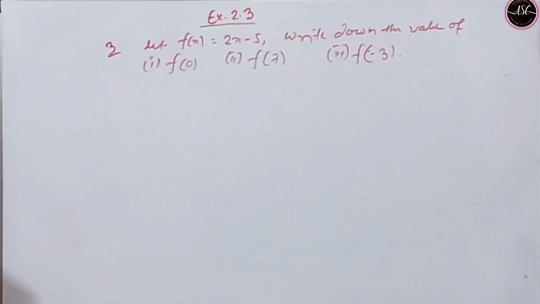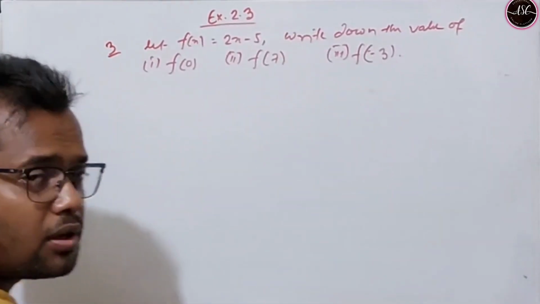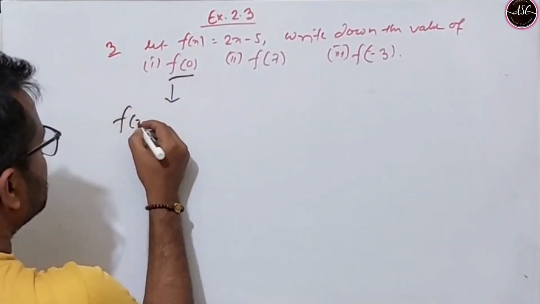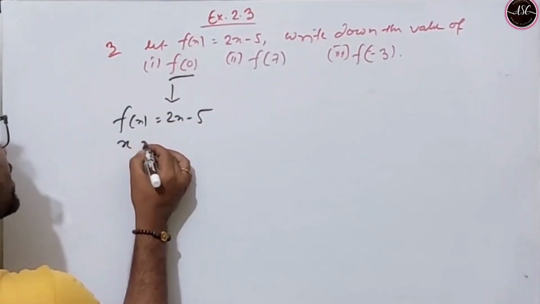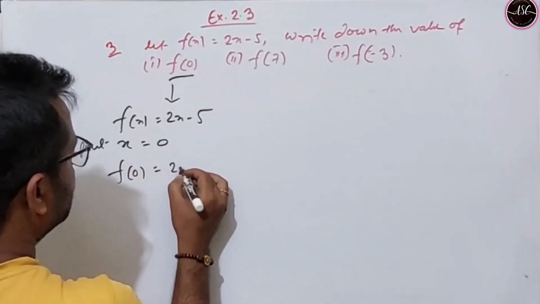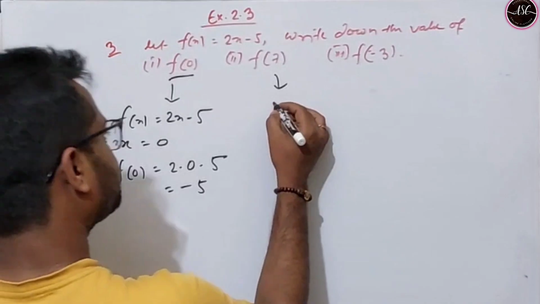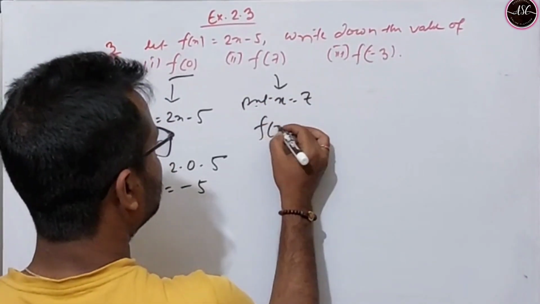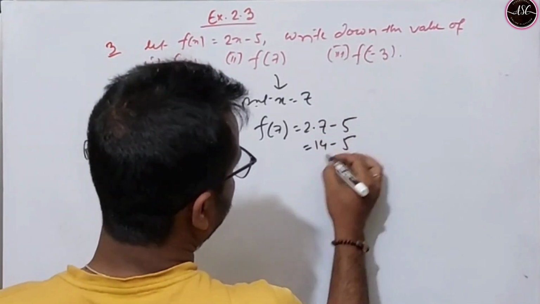Okay. Let f(x) equal to 2x minus 5. Write down the value of f(0), f(7) and f(minus 3). For this, f(x) equal to 2x minus 5. Now put x equal to 0. Then f(0) equal to 2 times 0 minus 5, that means minus 5. Okay. For this put x equal to 7. So f(7) will be 2 times 7 minus 5, 14 minus 5, that means 9.